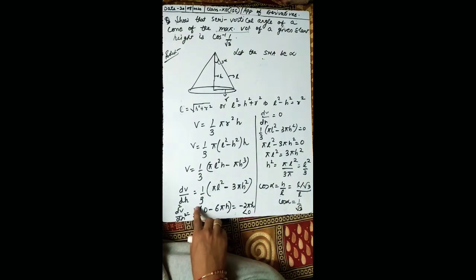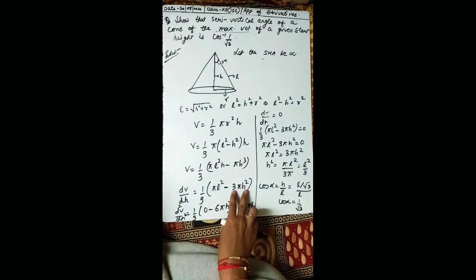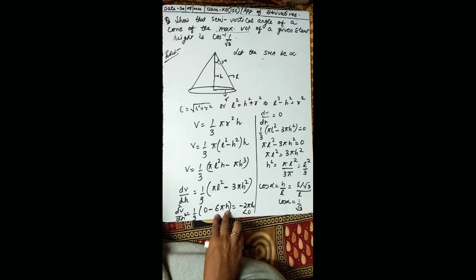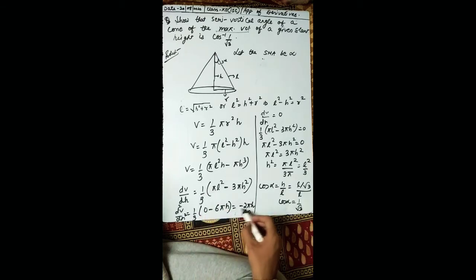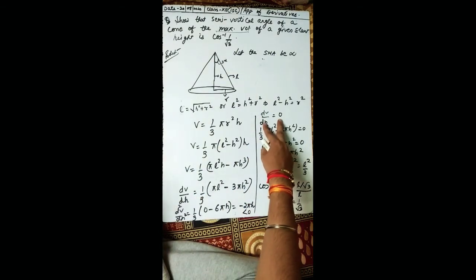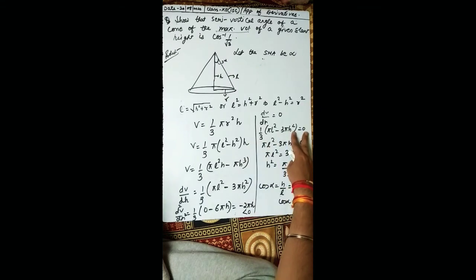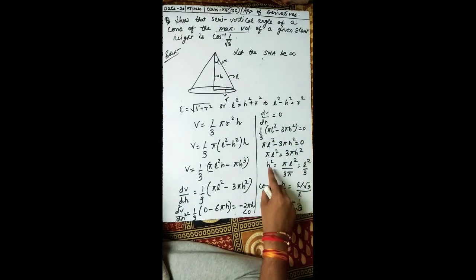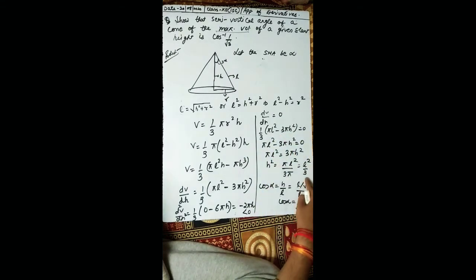So double differentiate 1 upon 3, this will be 0 and this will be 6 pi h. So finally you will get minus of 2 pi h, which is less than 0. That means correct. Now put dV/dh equal to 0 to get the value of h. Putting this expression equal to 0, and on solving you get h square is equal to L square upon 3.